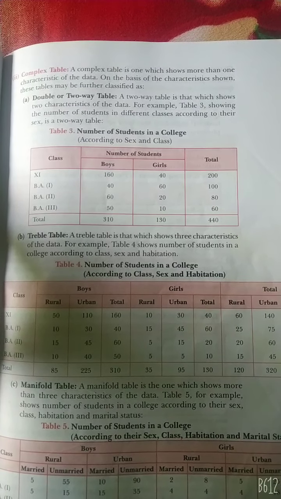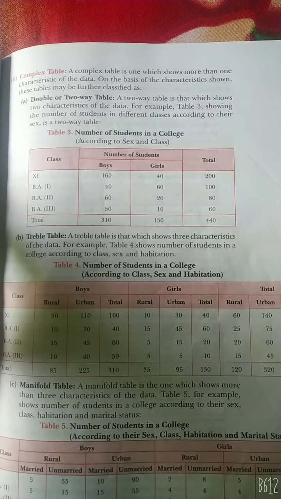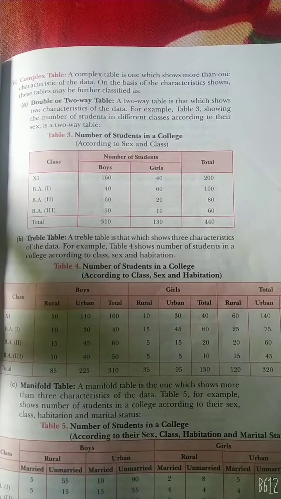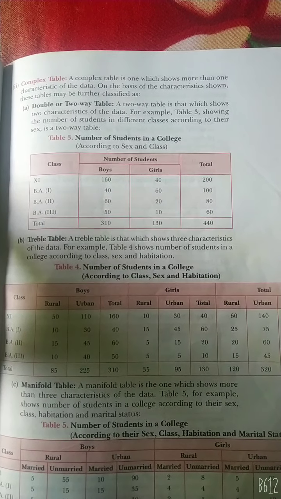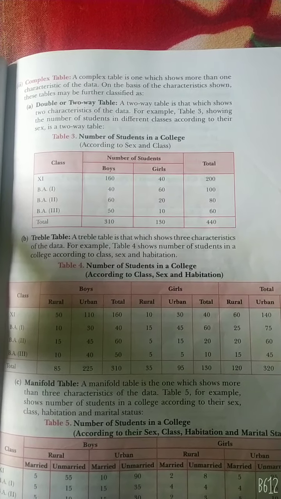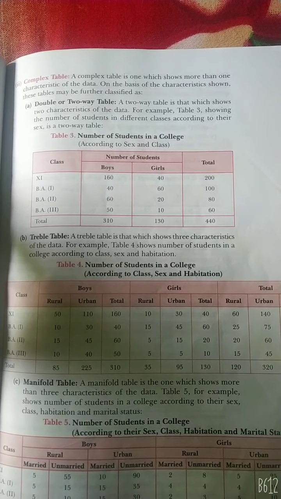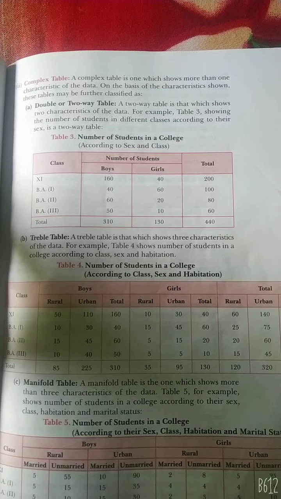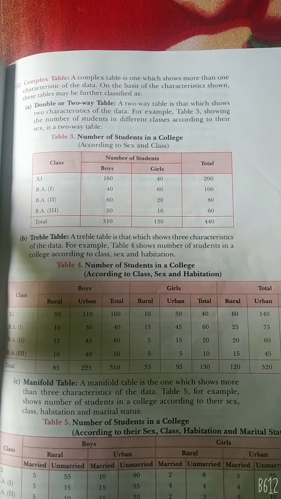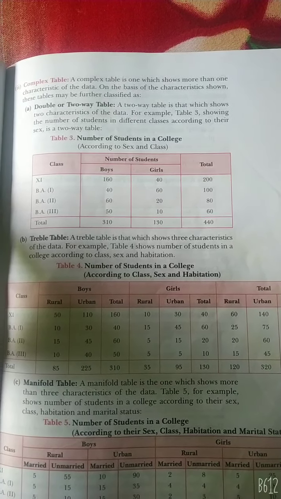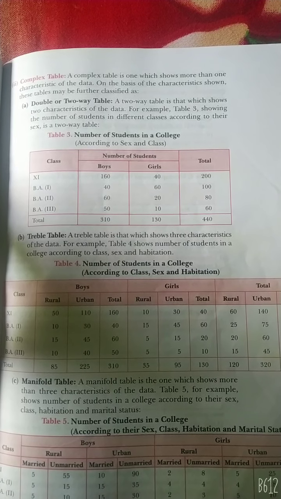Next, complex table. The complex table is one which shows more than one characteristic of data. On the basis of characteristics shown, these tables may be organized further. First, two-way table. Two-way table is that table which shows two characteristics of data. Table number 3 shows the number of students in different classes according to their sex, for example classes 11 boys and girls and total number of students.